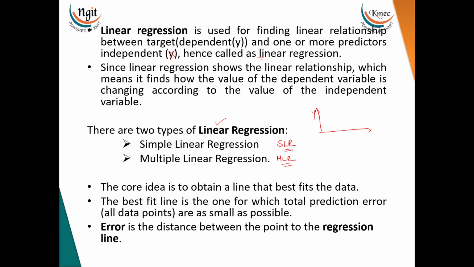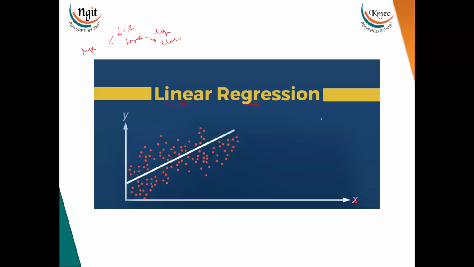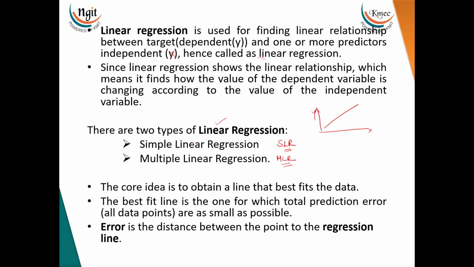The core idea is to obtain a line that best fits the data. Why we are doing regression is, the core idea is to obtain a straight line that best fits the data. The best fit line is the one for which total prediction errors are as small as possible. Error is the distance between the point and the regression line. So the nearer the data point is to this line, the smaller the distance, and we can say that the error is minimum.